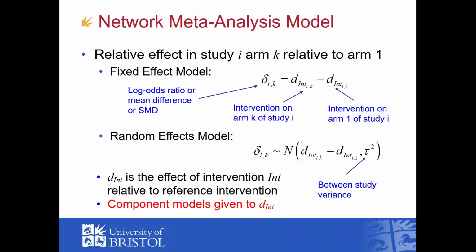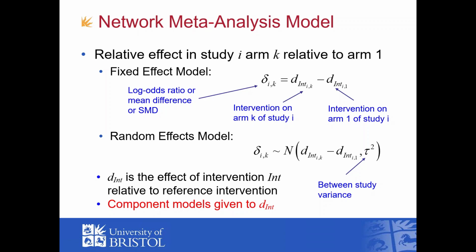Okay, so the network meta-analysis model looks like this, and this is very similar to what Debbie showed you on her slide. The treatment effect that we're modeling, the delta in study I on arm K, which could be a log odds ratio, a mean difference, or a standardized mean difference, whichever that is on the left-hand side, is assumed for a fixed effect model to be equal to the effect of the intervention that was given on arm K of study I, take away the effect of the intervention that was given on arm 1 of study I.